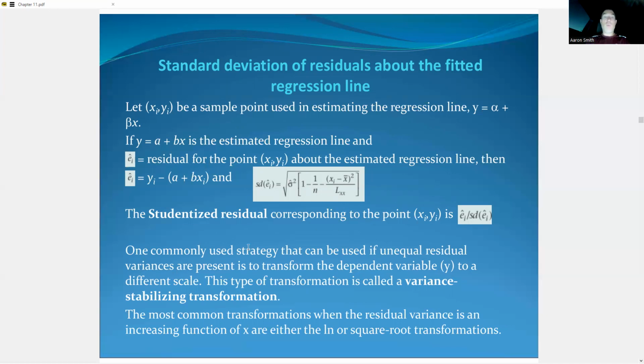Now, studentized residuals are a standardized version of residuals. There are three major types of residuals. There's raw residuals, which is the difference between my model and my observed data. There's standardized residuals, which is the difference between my model and my observed value minus the mean of the residuals, divided by the standard deviation of the residuals.